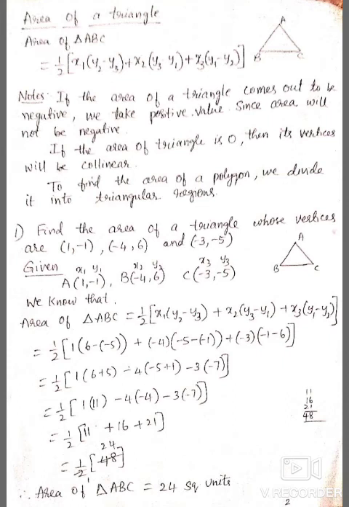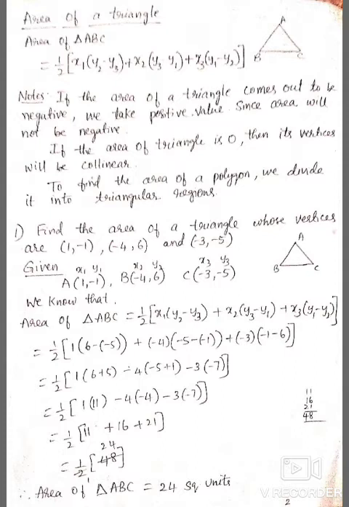Next, area of a triangle. For area of triangle ABC, you have to keep in mind the formula. Area of triangle ABC is equal to half of, within square brackets, x1 (y2 minus y3) plus x2 (y3 minus y1) plus x3 (y1 minus y2), then close the square bracket.